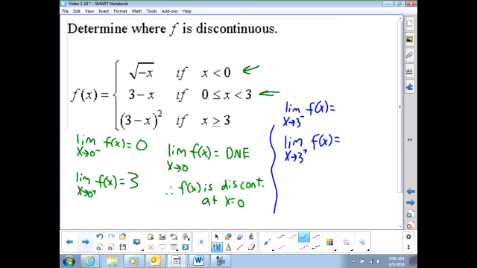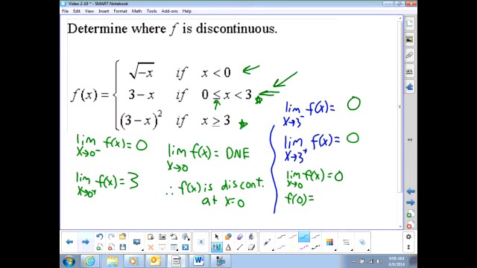From the left, we'll be using this function here. When we plug in 3, we get back 0. From the right, we'll be using this function here. When we plug in 3, 3 minus 3 is 0. 0 squared is 0. Left-hand limit equals the right-hand limit, so our overall limit equals 0. Now we need to check and see what is f of 0. If that also equals 0, then we're continuous. If it doesn't, then we're not continuous. 0 is defined in this function here, because that's where we have the equal to.